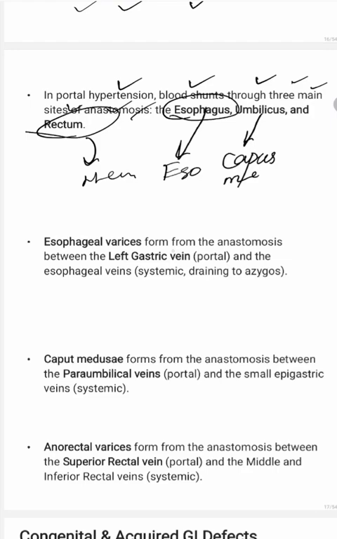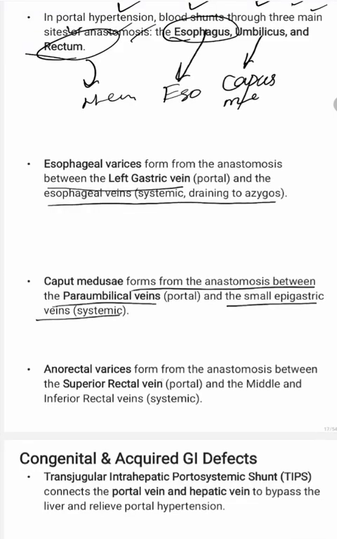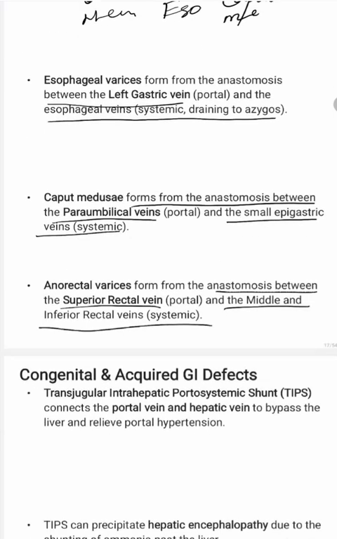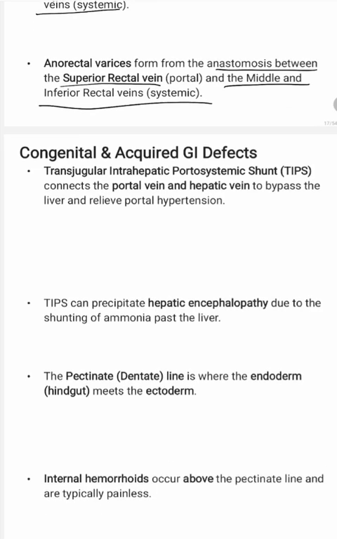Now, esophageal varices form from the anastomosis between the left gastric vein (portal) and the esophageal vein (systemic), draining to the azygos vein. Caput medusae forms from anastomosis between the paraumbilical vein and the small epigastric vein. Then anorectal varices form from anastomosis between the superior rectal vein and the middle and inferior rectal veins. Now, congenital and acquired GI defects.